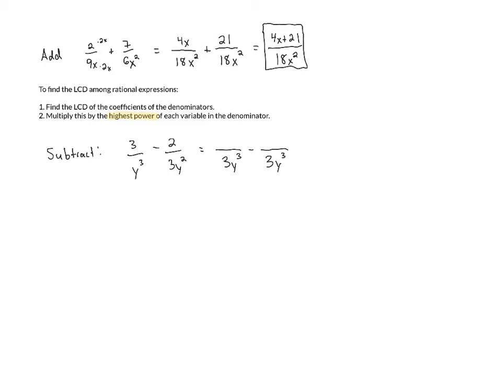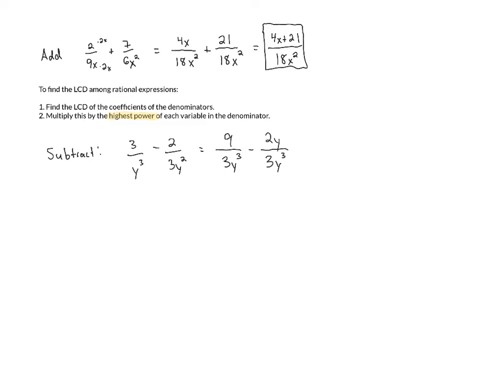Now that we've got our LCD, we need to figure out the corresponding numerators. To get from y cubed to 3y cubed, we had to multiply by 3. So we'll also multiply the numerator by 3. 3 times 3 gives us 9. Now, to get from 3y squared to 3y cubed, we needed to multiply by y, because y squared times y gives us that y cubed. So in the numerator, we also have to multiply by y. 2 times y gives us 2y.